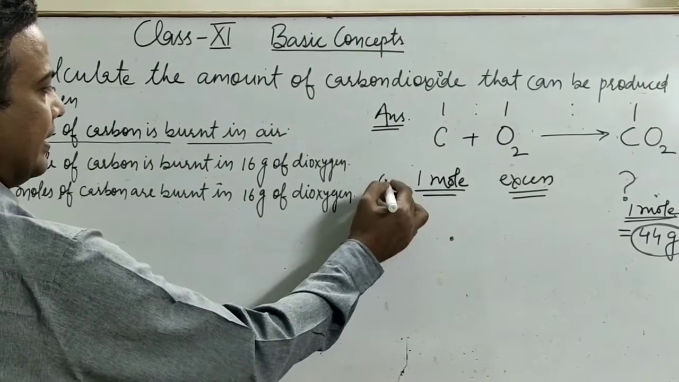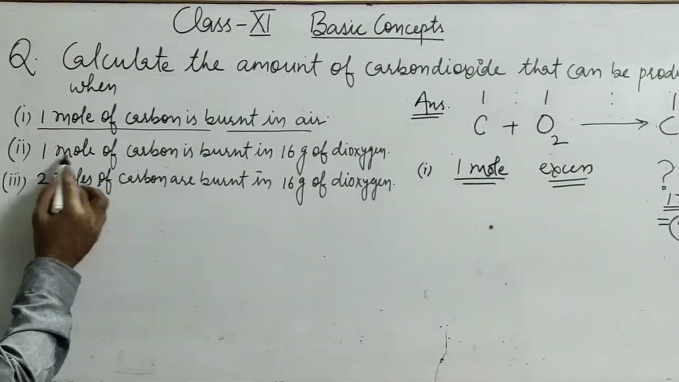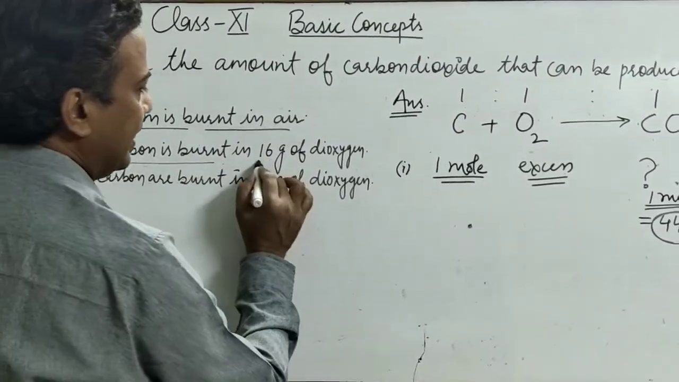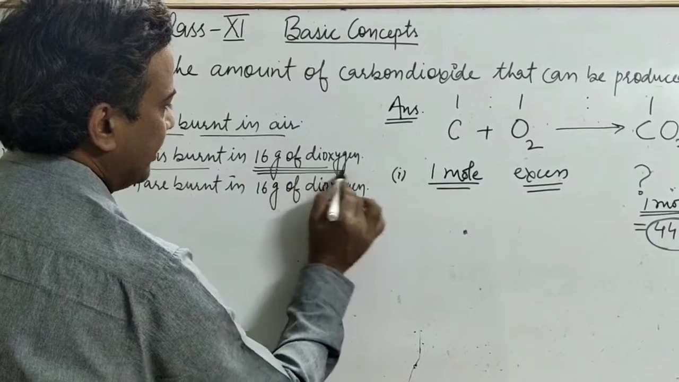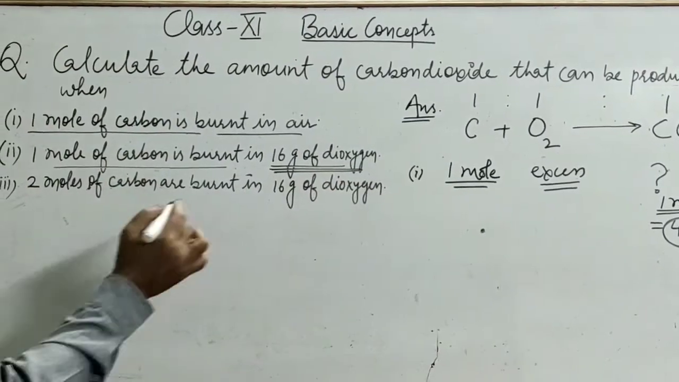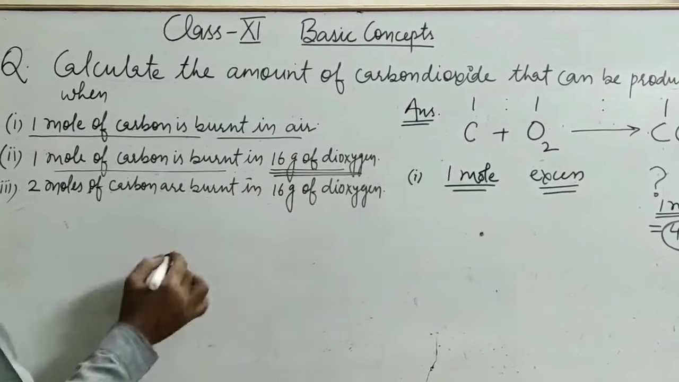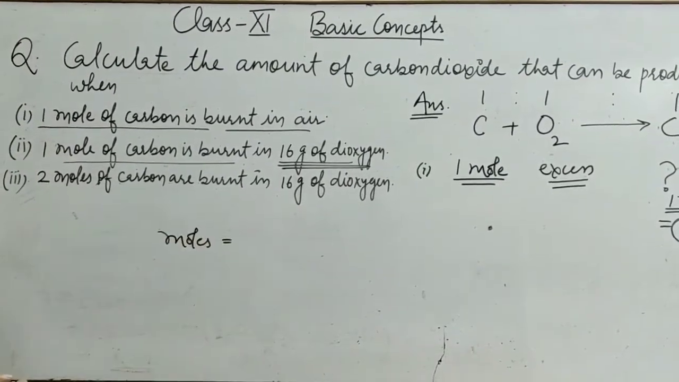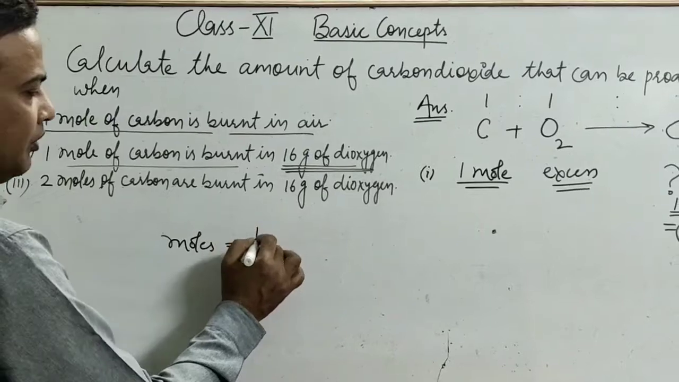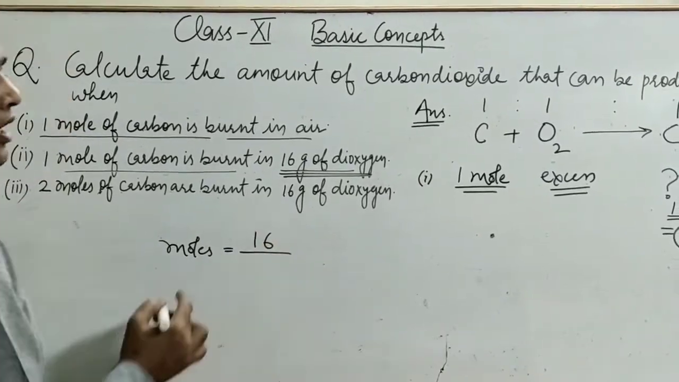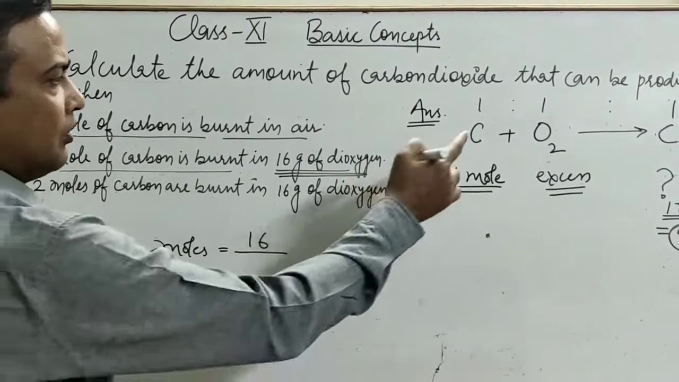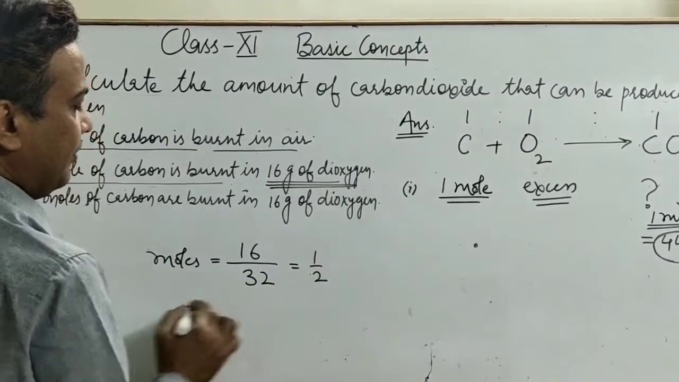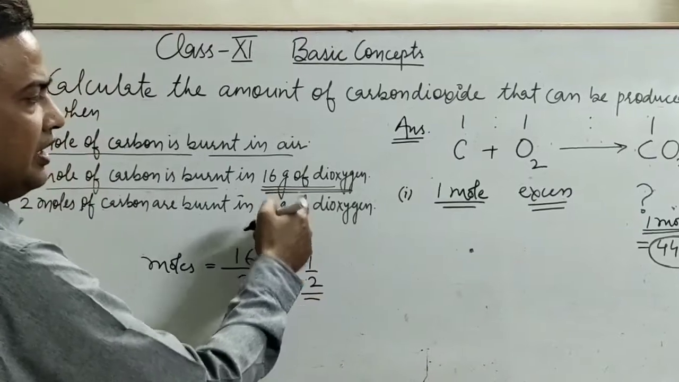Now let's take the second case. 1 mole of carbon is burnt in 16 gram of dioxygen. This time oxygen amount is given, 16 gram. And we know 16 gram oxygen means how many moles of oxygen? Moles are calculated by the formula given mass, 16 gram, upon the molar mass. Molar mass of dioxygen is 32. So it is half. Half mole of oxygen is taken.